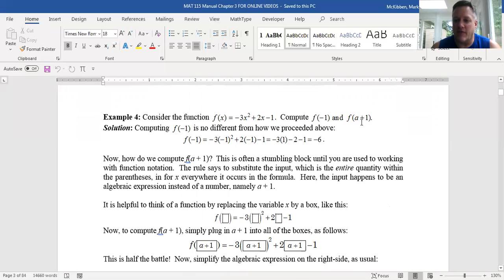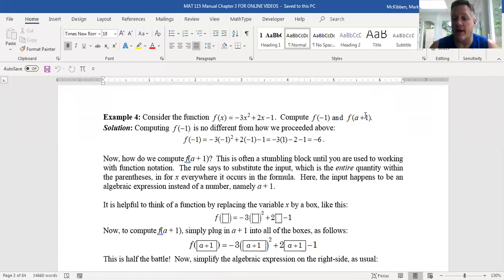So you want to think of that. You know, say, well, what are you talking about? I thought you only put numbers in. Well, remember, algebraic expressions represent numbers the minute you assign a value to that variable. And so this is perfectly valid. I can put that in and compute its functional value to get an expression that involves a, right?